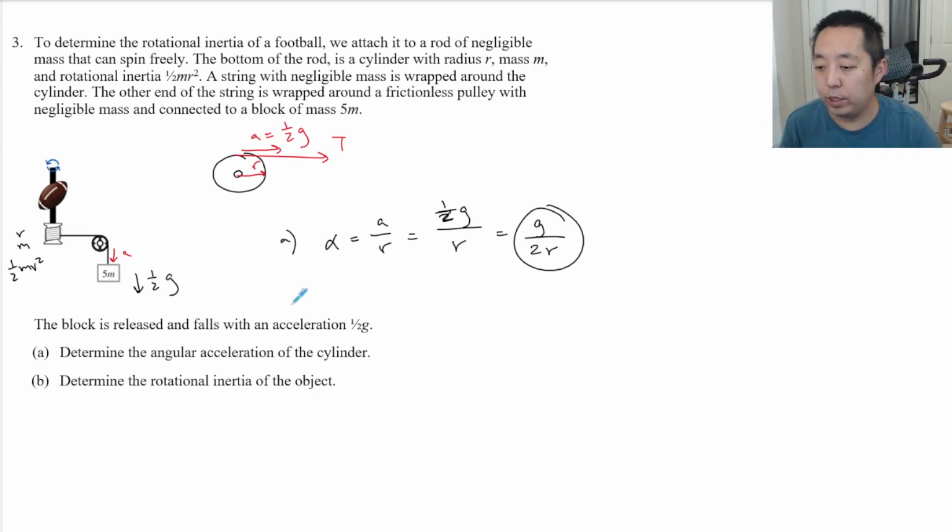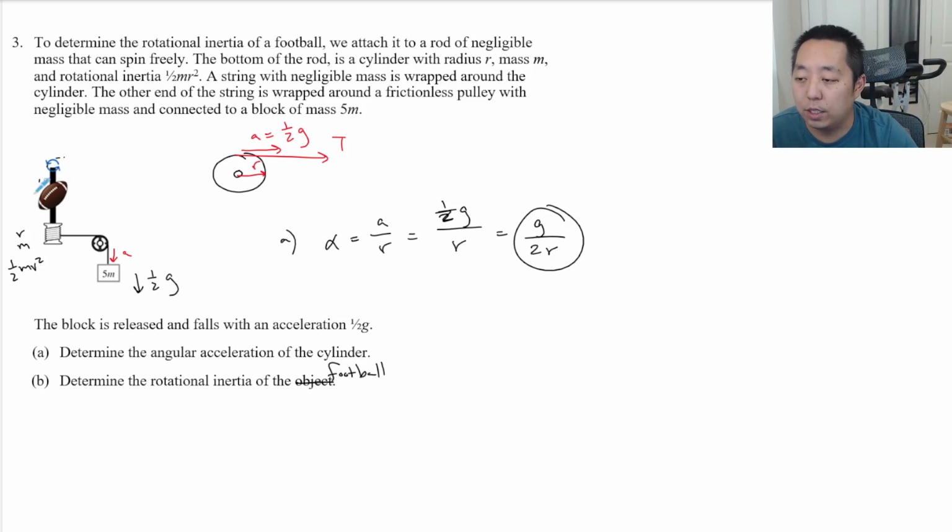Now determine the rotational inertia of the object. This should be the football, really. What is the rotational inertia of this football? Okay, so now we have to look at this entire system. And let's think about what connects the rotational inertia: the net torque equals I alpha. If I look at this whole system.